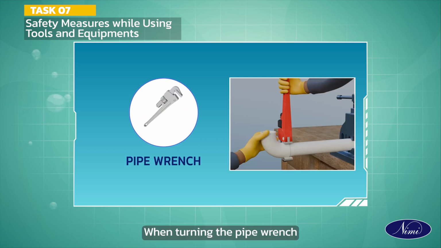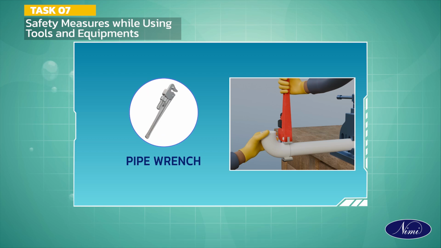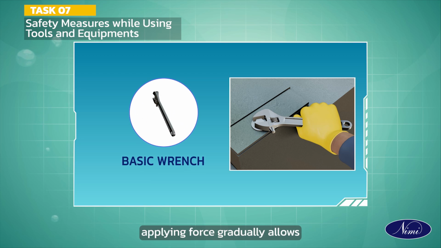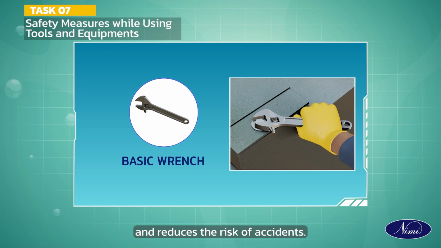A pipe wrench. Excessive force when turning the pipe wrench can lead to slippage and potential injury. A basic wrench. While using a basic wrench, applying force gradually allows for better control and reduces the risk of accidents.